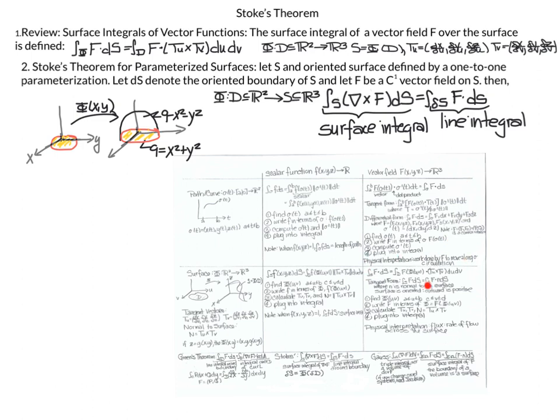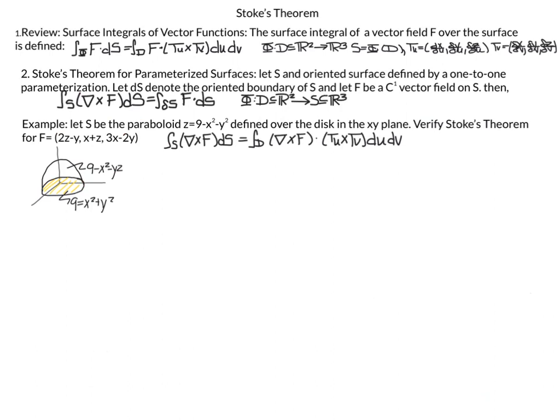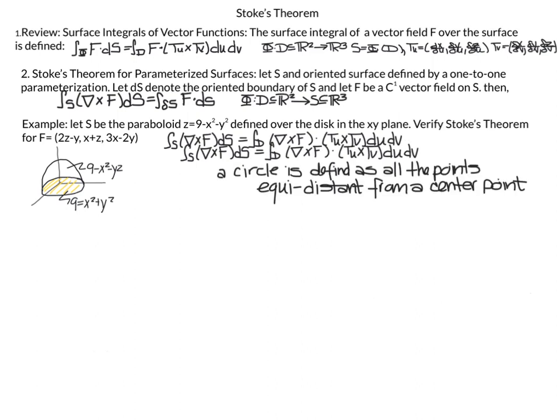Last, I have taken this formula here for a surface integral of a vector field, and I've written it here for your reference. For our first example, we are going to go back to that paraboloid, this surface we had seen earlier, and it's defined by z equals 9 minus x squared minus y squared defined over this disk in the xy plane, the disk shaded in yellow. We're going to verify Stokes' theorem for the vector field F equals 2z minus y, x plus z, 3x minus 2y.